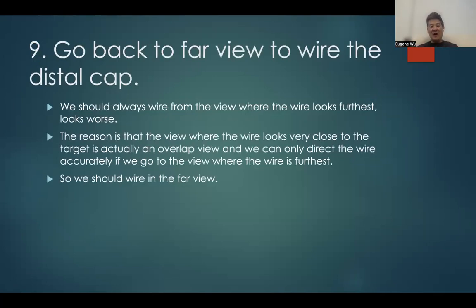We go back to the far view to wire the distal cap. And this is because the view that the wire looks furthest away, looks worse, is the most useful view. Often, you know this, some beginner CTO operators often try to wire the CTO on the view that looks better because they think it's more optimistic, it's nearer. But that's a mistake because that's the overlap view. We should always go to the far view to wire.